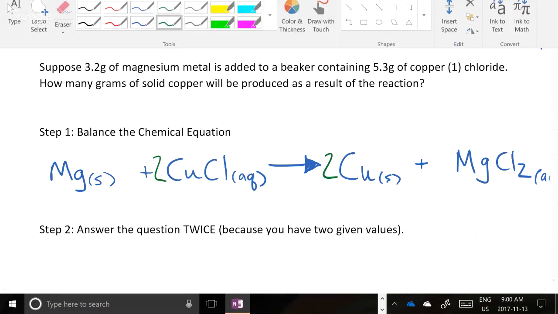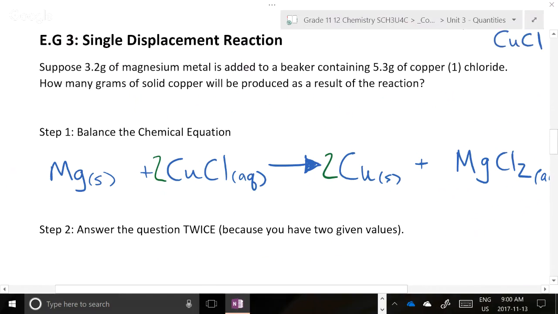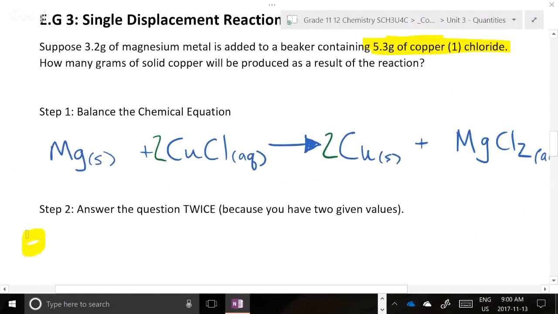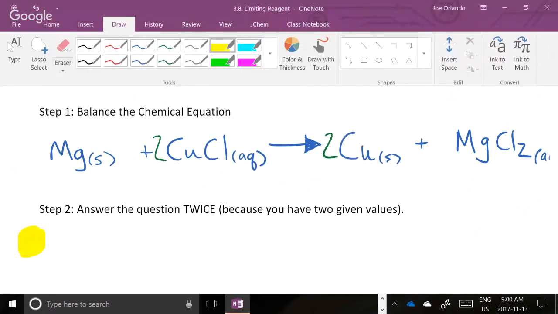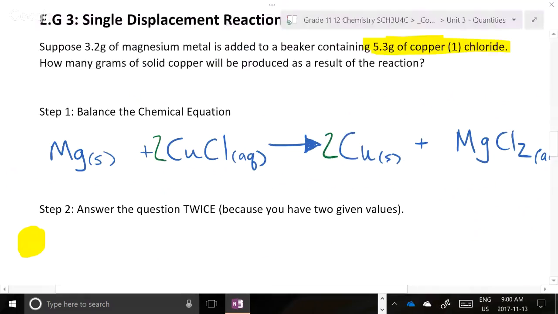Yeah. So which given do you want to start with? Doesn't really matter which. The copper chloride? Okay, let's do that one first. Now, what is my answer going to be? What is the question asking me to find? How many grams of solid copper will be produced as a result of the reaction? Okay, so our answer is grams, a mass, or a number of moles or a number of particles? What is it? Mass. So the symbol I'm going to use for what I'm looking for is lowercase m, and we're talking about solid copper, right?